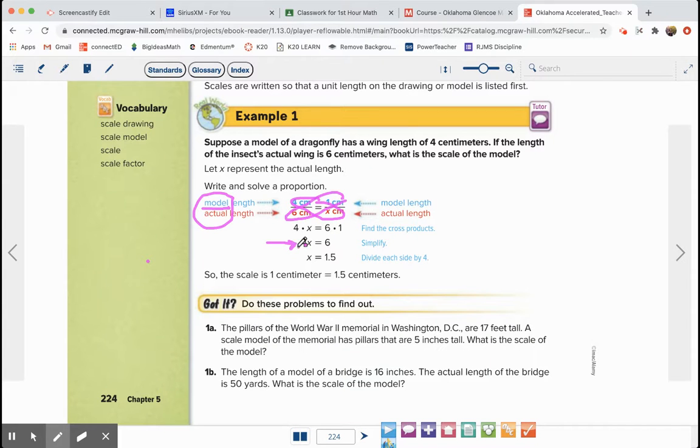To solve for x, you have to divide both sides by 4. When we do that, this cancels, and we're left with x equals 6 divided by 4, which is 1.5. So my scale is that 1 centimeter equals 1.5 centimeters, or you could write it 1 centimeter over 1.5 centimeters. We could write it like that.